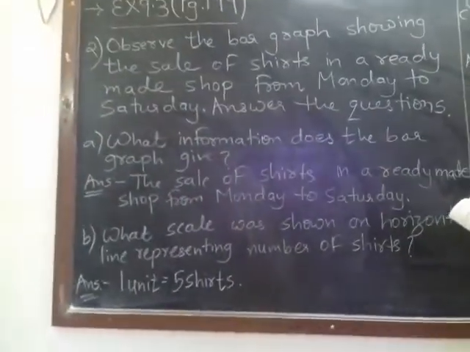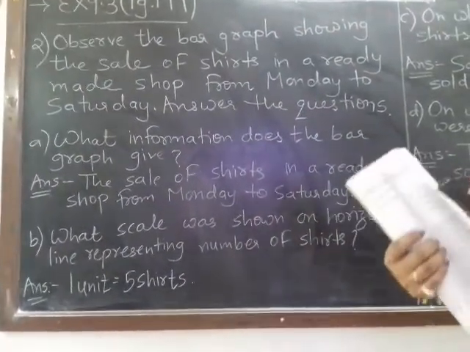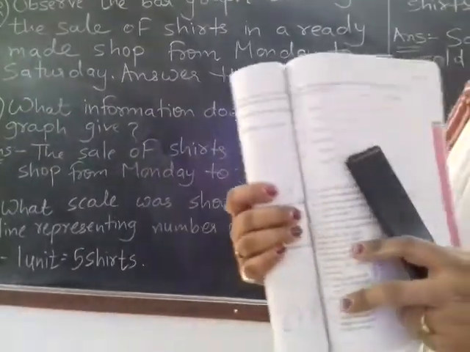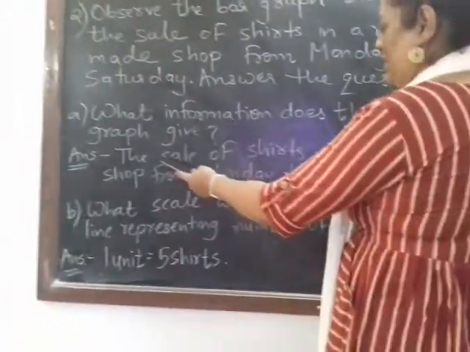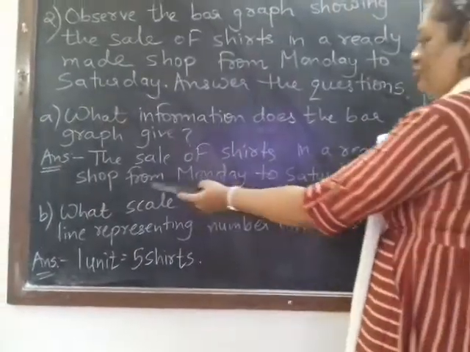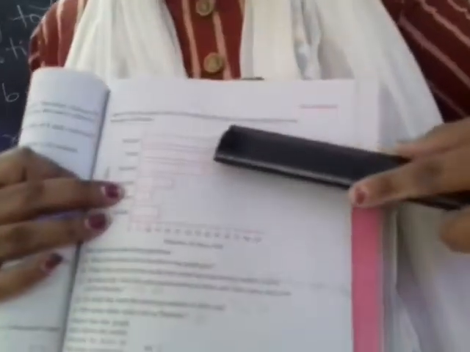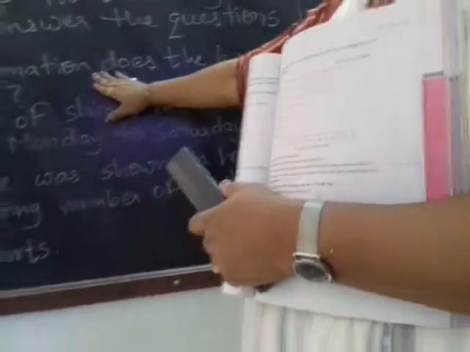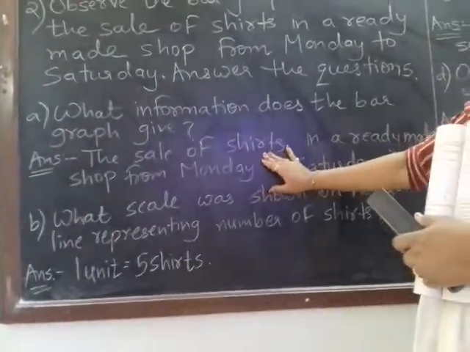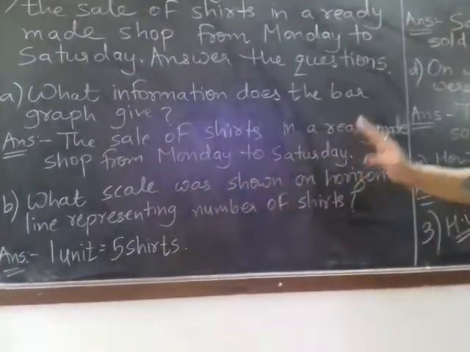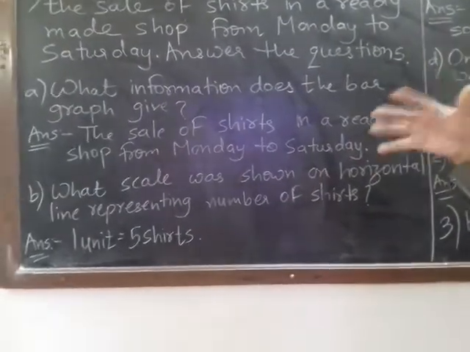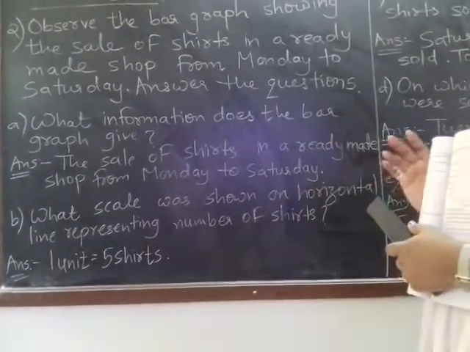Very first question is, what information does the bar graph give? This whole bar graph is regarding which information? The information is the sale of shirts in a ready-made shop from Monday to Saturday. This is given in the question itself. You can check it out here. The bar graph is given for the information of sale of shirts in a ready-made shop from Monday to Saturday. So the information in the bar graph is about shirts sold in a shop from Monday to Saturday.